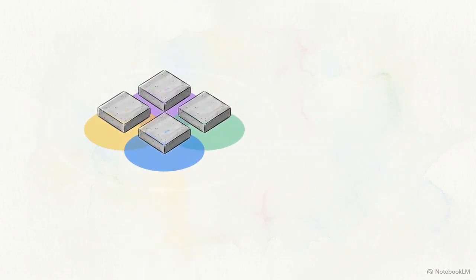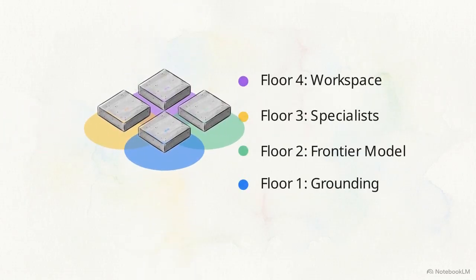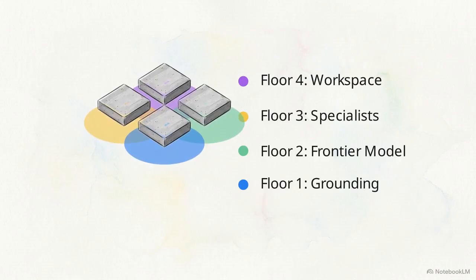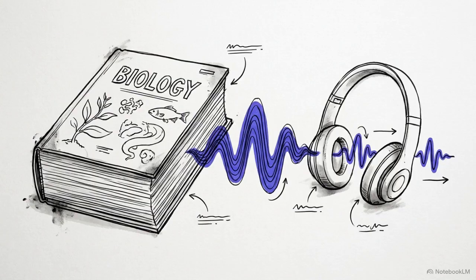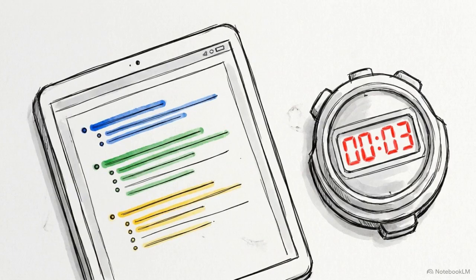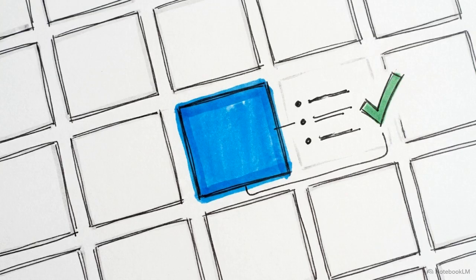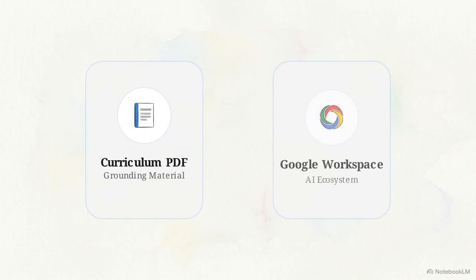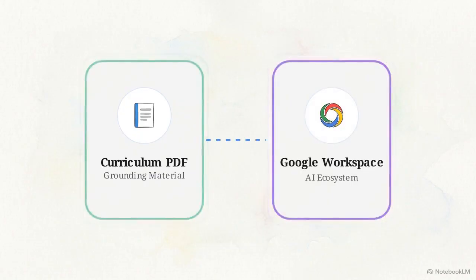Instead, you need a cohesive, four-part human intelligence architecture designed specifically for the classroom. This system allows you to transform a 500-page textbook into an interactive podcast for your students. You can generate precise lesson plans in seconds and have your administrative meetings summarize themselves automatically. To start building this, you only need two things in front of you: a digital copy of your curriculum PDF and an open Google Workspace account.